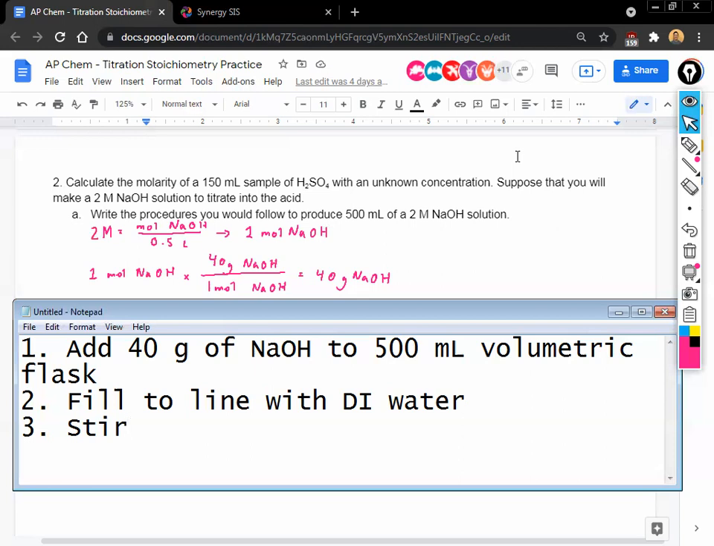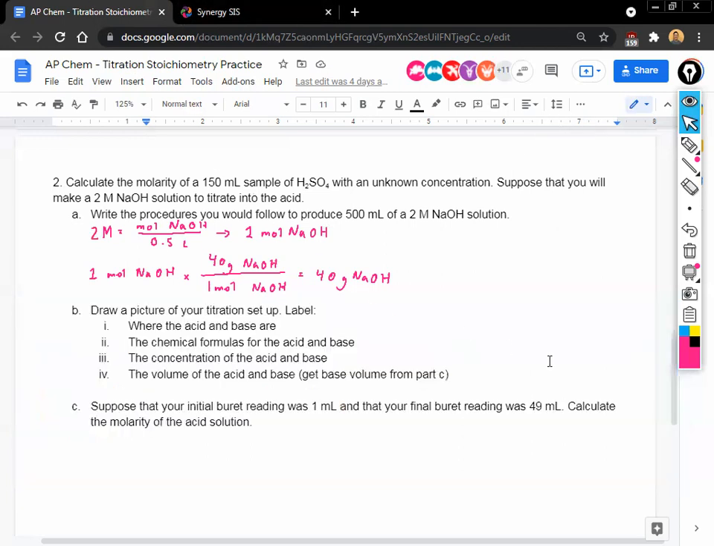Alrighty, guys. I know some of you are still working on it, and if you are, you can continue to do that. But I'm going to start going over the steps just so that we are all on the same page. We had our procedures for making the solution that we're going to use, and what we're going to do now is draw a diagram of the titration setup. We're going to have our flask on the bottom, and then we're going to have our burette on the top.